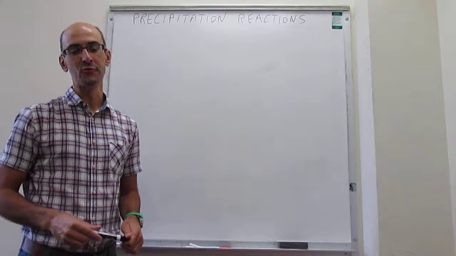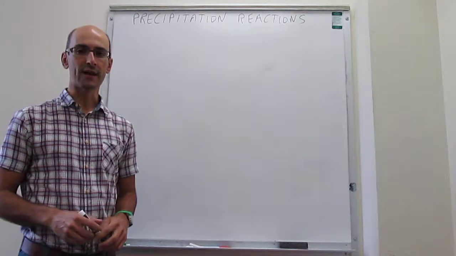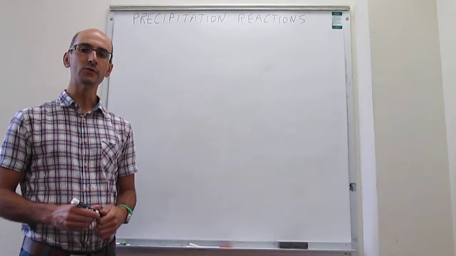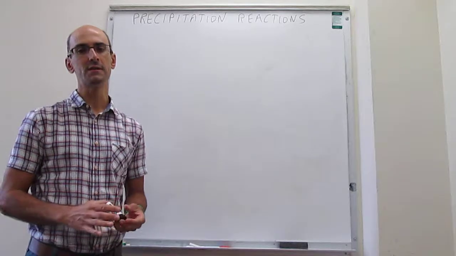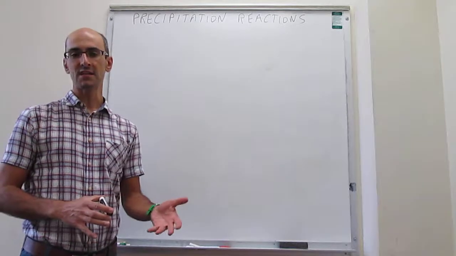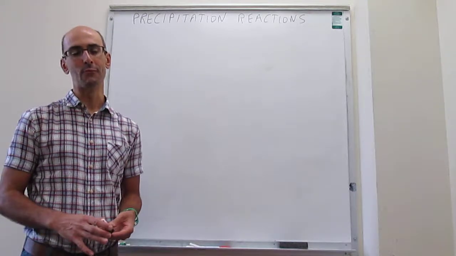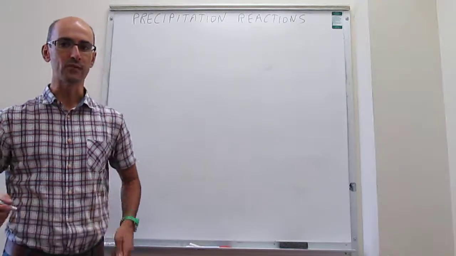In this video, we introduce precipitation reactions, which is one of the three classes of reactions that you can find in solution. Precipitation reactions are those in which you mix two or more soluble species, and then a reaction takes place that generates an insoluble species, which we call a precipitate. Let's write an example for a precipitation reaction.